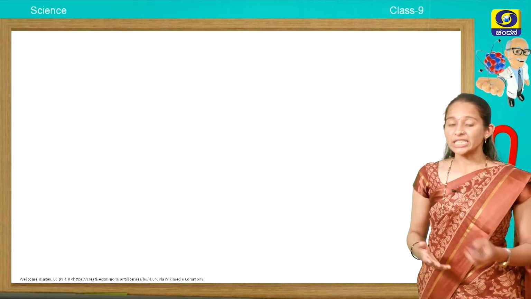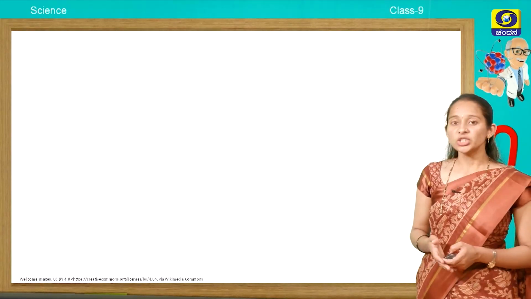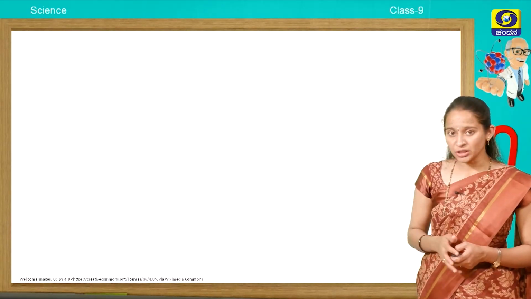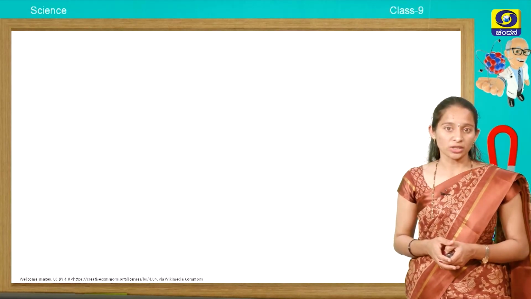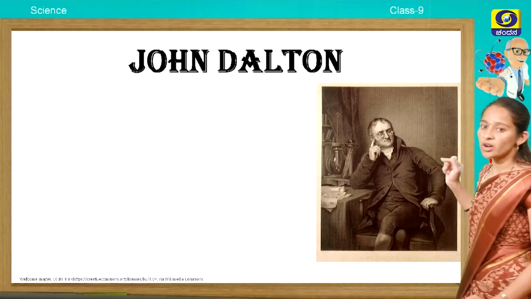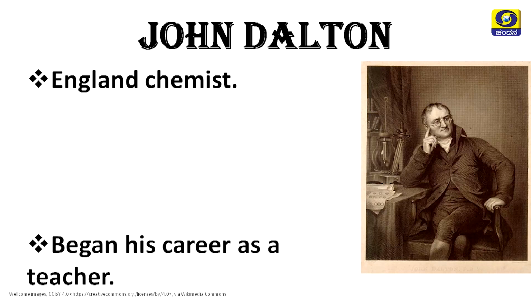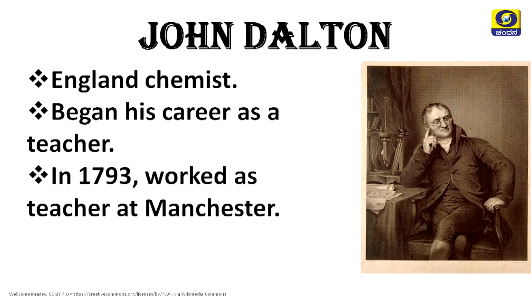To these experimental evidences of Antoine Lavoisier and Joseph Proust, a theoretical explanation was given by a scientist called John Dalton. John Dalton was an English chemist. He began his career as a teacher. He worked as a teacher in 1793 at Manchester.